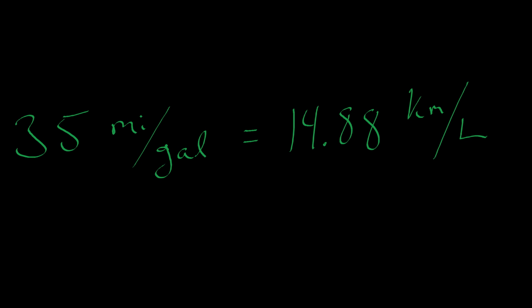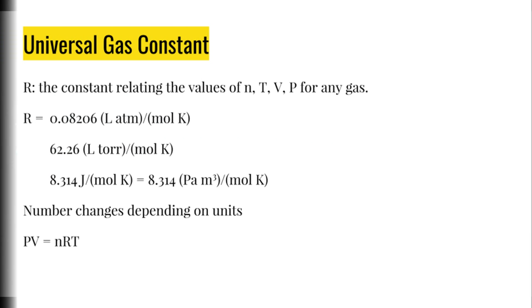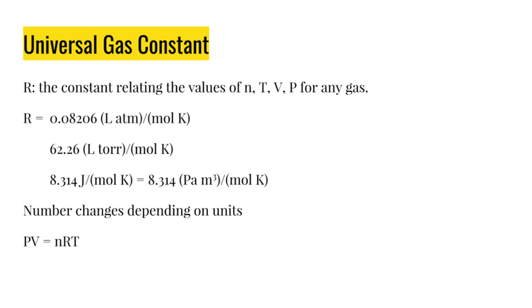So another way to put it, 1 mile is 1.6 kilometers. Okay? It's the same distance regardless. So when we look at the universal gas constant, these are all different ways of expressing it. Okay? The most common one is up here at the top. It's 0.08206 liter atmospheres per mole Kelvin.